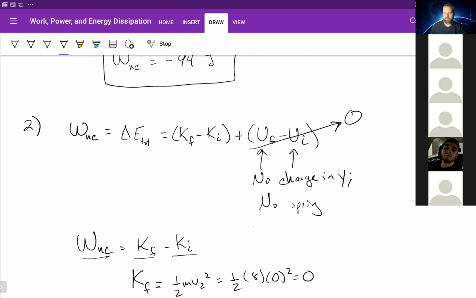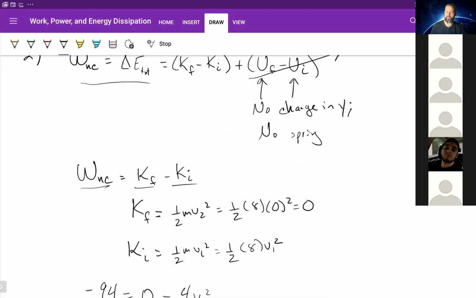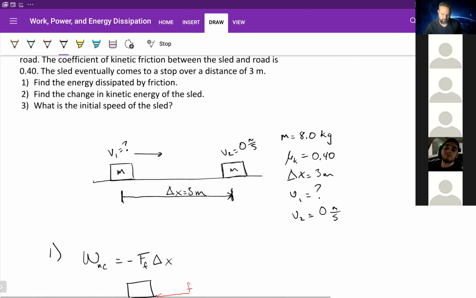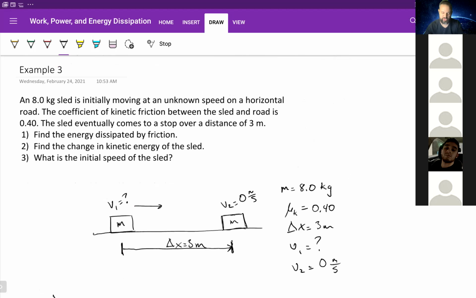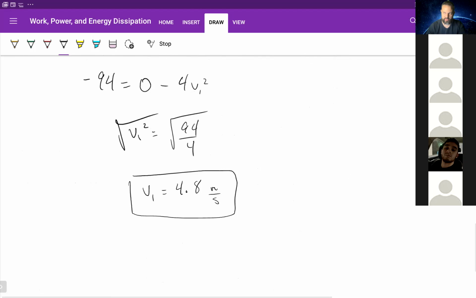Okay, so for this part, I need to understand what potential energy is and whether it's there or not. I need to know what kinetic energy is, and I need to recognize when I can use that equation. I know I can use that equation because of the way it asked me the question. It said find the kinetic energy. What's the change in kinetic energy? So actually, it's a change in kinetic energy.